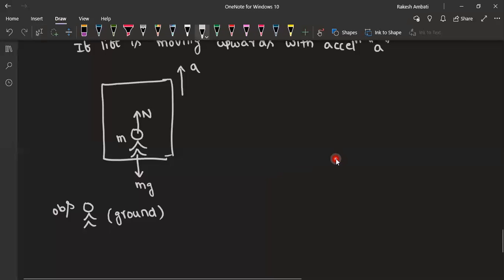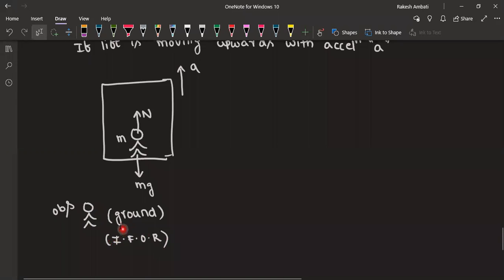Inertial frame. Now this question I'm doing by inertial frame of reference. The same question I will do by using non-inertial frame also. I will do it by both methods. First we calculate by using the inertial frame, then after I will do with the non-inertial frame of reference. So here the observer is standing on the ground. That means the observer is in the inertial frame of reference.